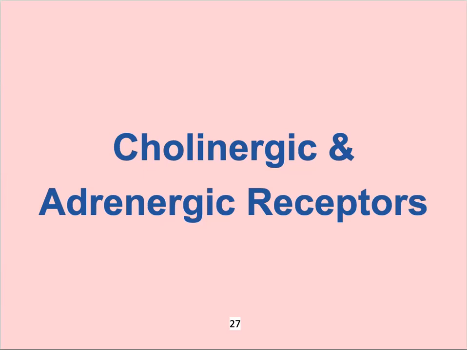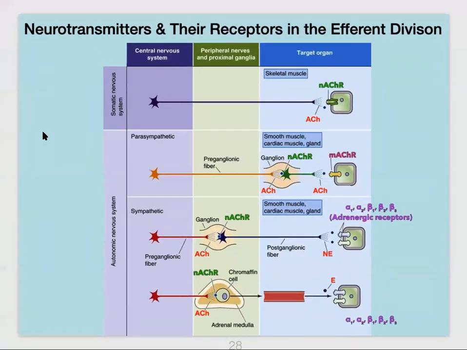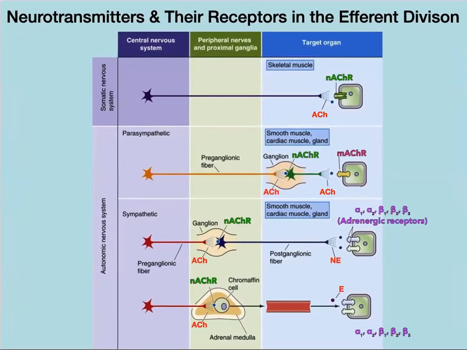Now, we're going to first look at how these receptors are classified based on their actions, the major classes of these receptors, and then we'll look at where in the motor system each one can be found and the effect that each one brings about on the target organ. So, neurotransmitters and the receptors in the efferent division.